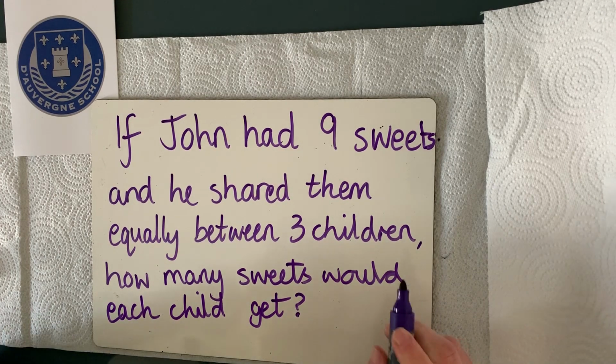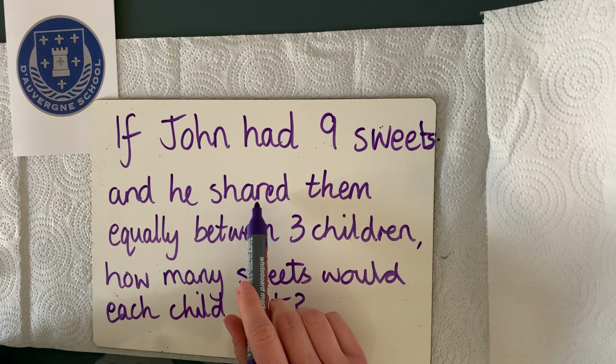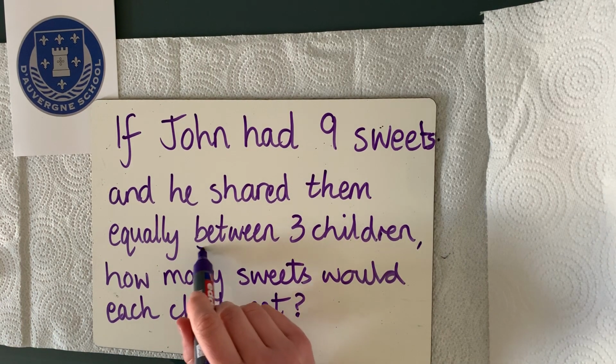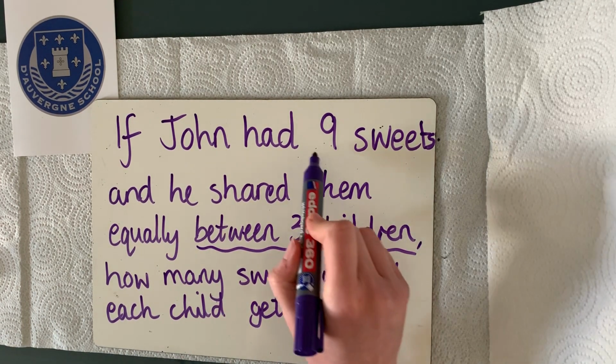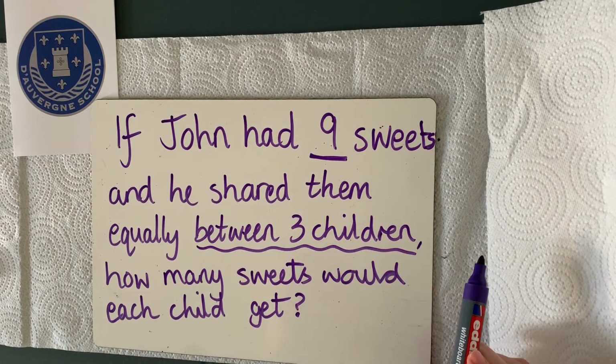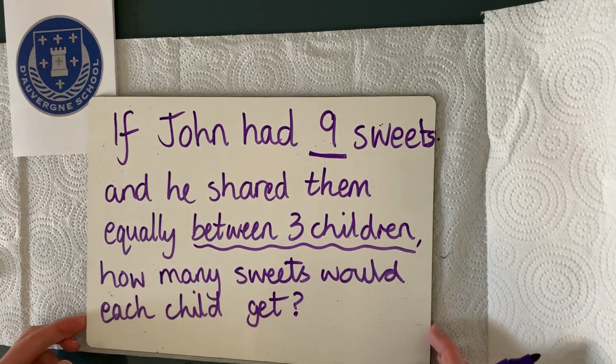So let's think about this one. We know that John's got 9 sweets and we know he's going to share them between 3 children. So therefore, this question is a sharing question because we know he is sharing this amount, which is 9, which is the total amount, between 3. So he's going to share them into 3 groups.